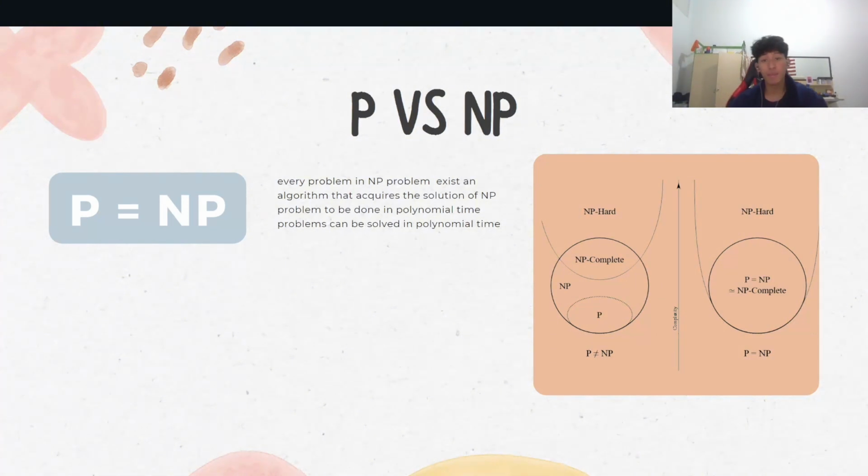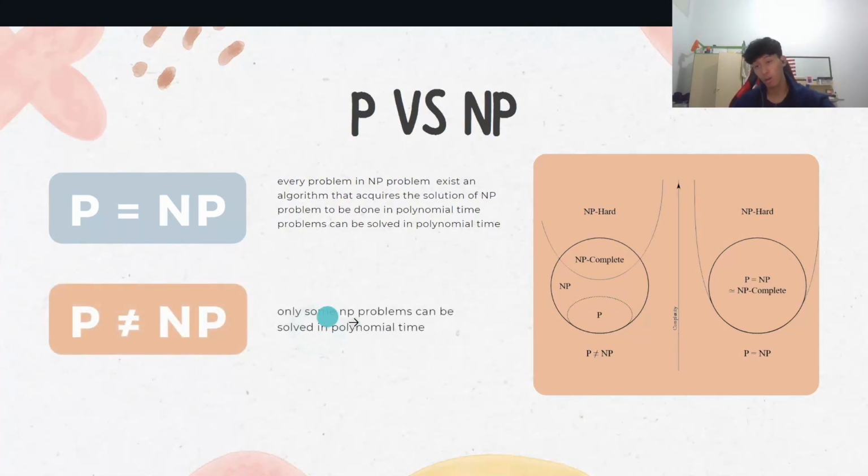Every problem in NP has an algorithm that can solve it in polynomial time, but we haven't found it yet. Or P is not equal to NP, meaning that only some NP problems can be solved in polynomial time, while the others, we can't solve in polynomial time.